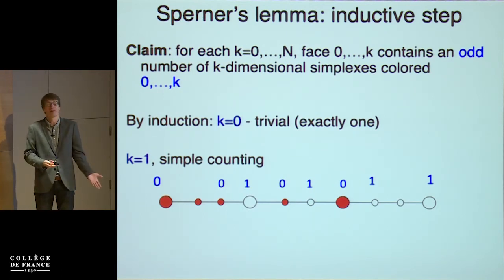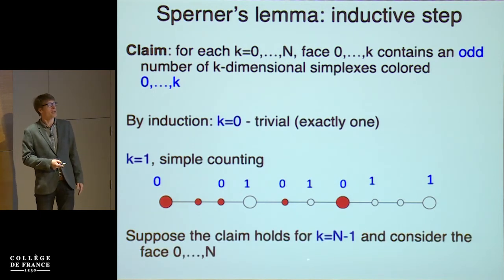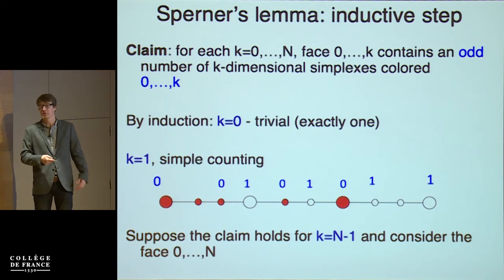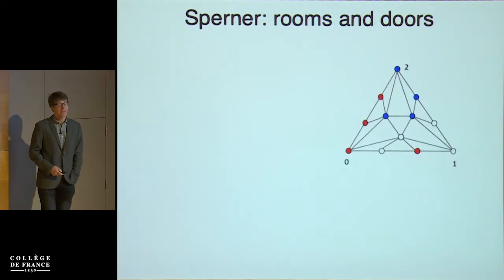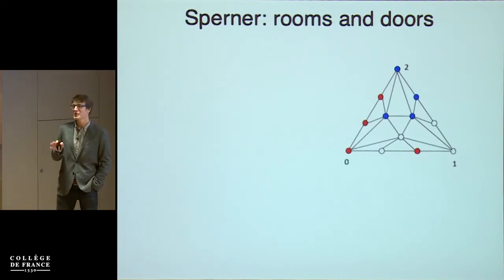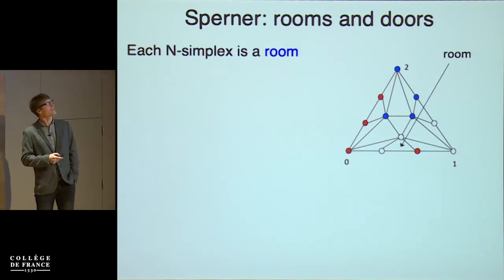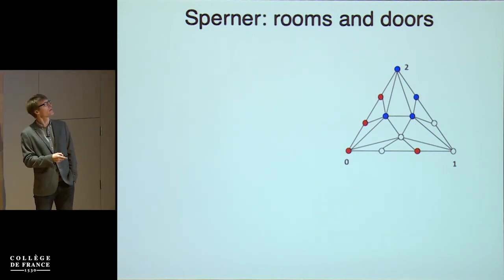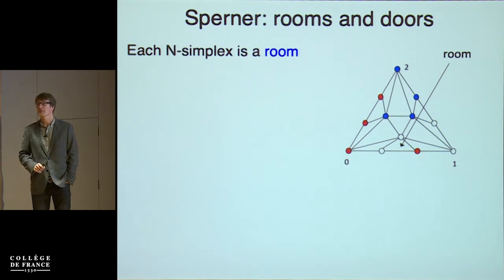Okay, now I want to generalize it. So suppose that the claim holds for n minus 1, and consider the case n. So you want to extend the argument. And here I use a little bit of notation. So this is what I have. This is my example of a colored subdivision. I call a room just a 2-dimensional simplex in it.